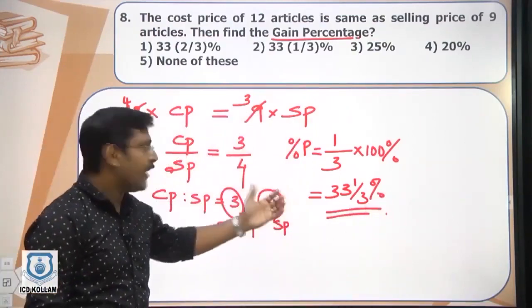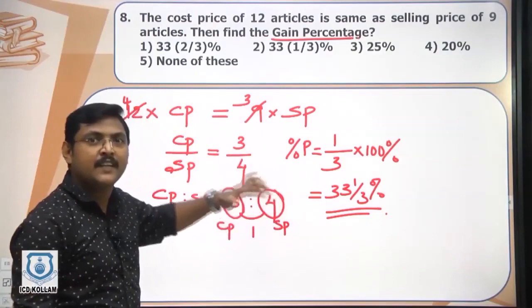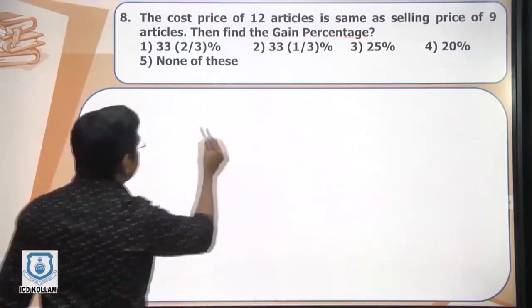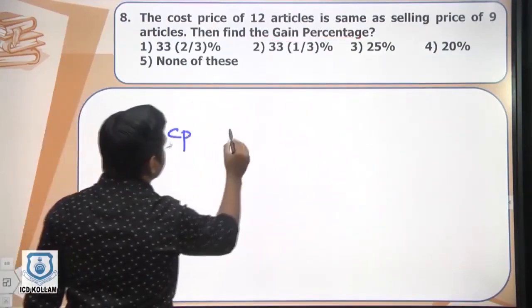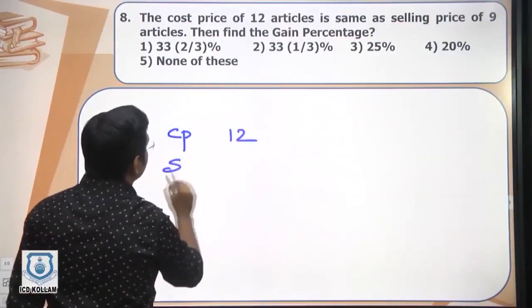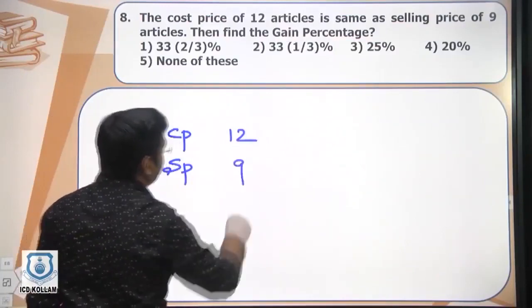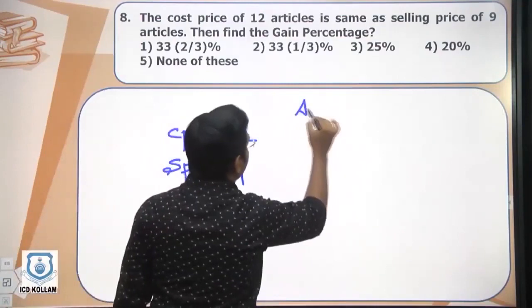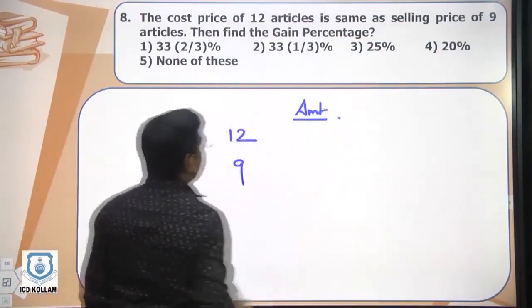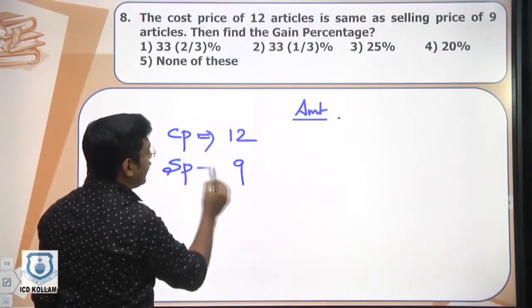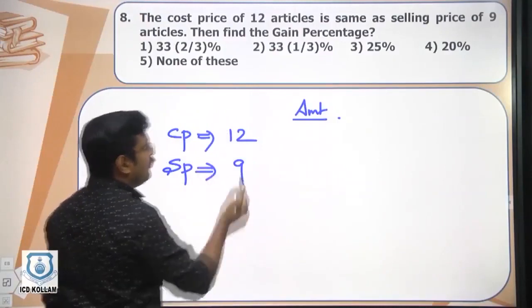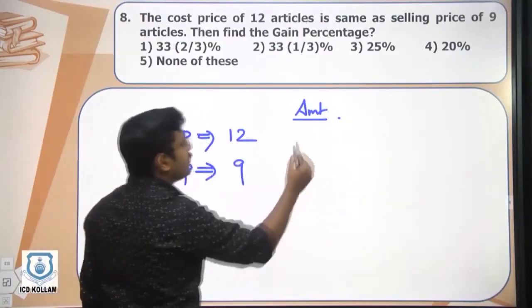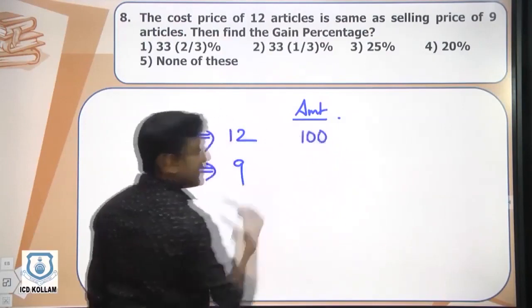That's the first method. And I am also discussing the second method that we discussed in the previous question. Listen, the second method is clearly given. The cost price of 12 articles is equal to the selling price of 9 articles. Actually, the amount is unknown for me, right? For 12 articles, the amount is unknown. I am assuming the amount as 100, cost price as 100.